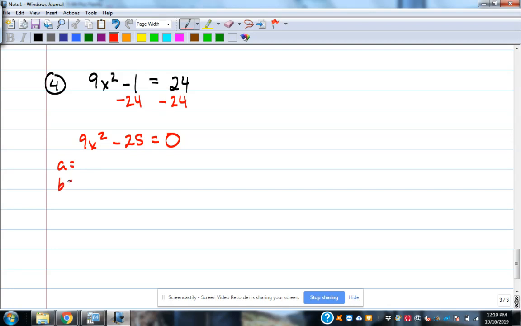So A, B, and C, I didn't write that on the last problem. We'll talk about it here because this one's a little different. What's A? 9. What's B? 0, because it's not there. There's no plain x. And then C is the -25. So when you do the discriminant, you got 0 squared minus 4 times A times C, which is -25. So that'd be 900, wouldn't it? 4 times 25 is 100 times 9 is 900.